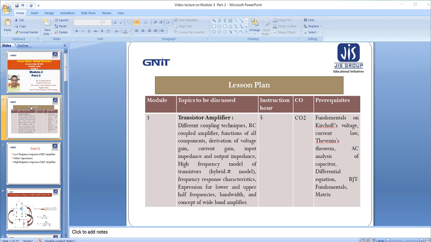The instruction hour is scheduled as 5. The course outcome is enlisted as CO2, that is, after studying this module, the student will be able to analyze the transistor amplifier circuits. The prerequisites for this topic are fundamentals of Kirchhoff's voltage and current law, Thevenin's theorem, AC analysis of capacitor, differential equation, BJT fundamentals and matrix.